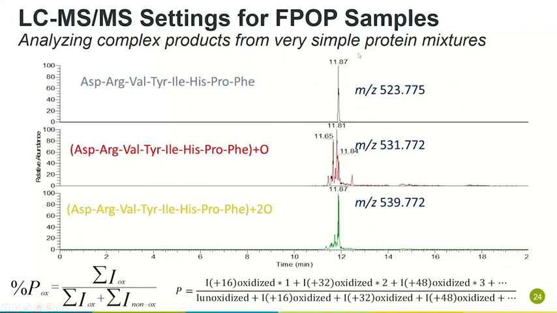And so this is an example of one particular peptide and its oxidation products. You can see the peptide by itself. We've done very nice chromatography. We've got a really sharp peak here at 11.87 minutes. But then if we look at the same mass plus the mass of one atom of oxygen, we don't have one peak anymore. We have a lot of peaks here.